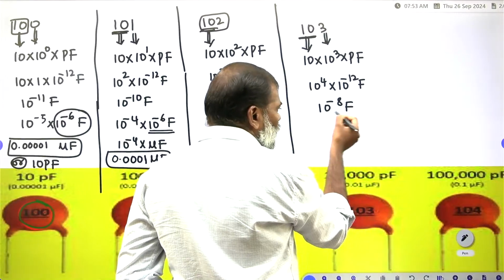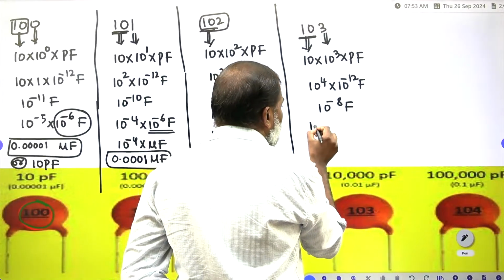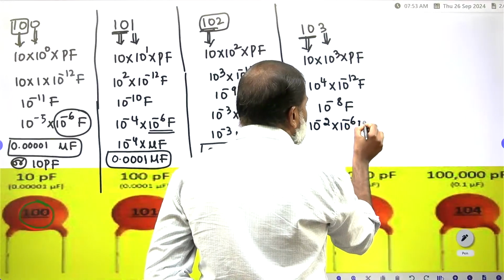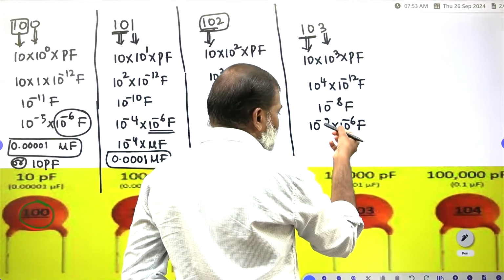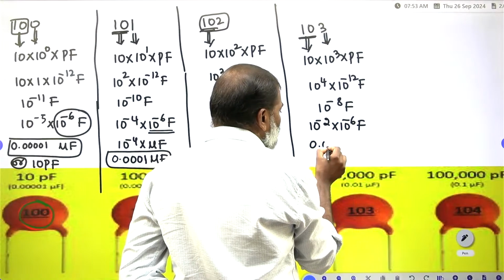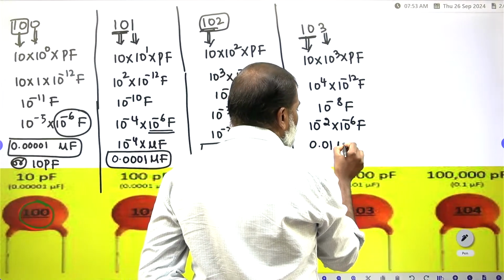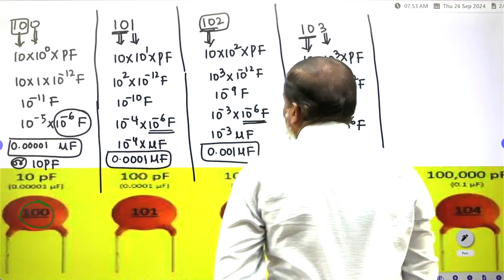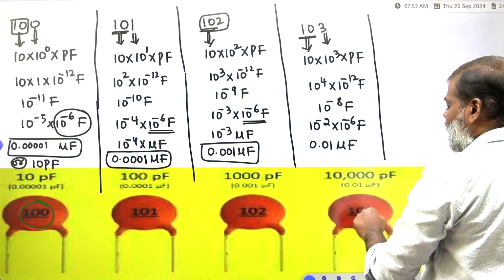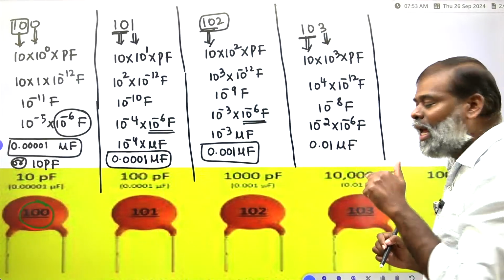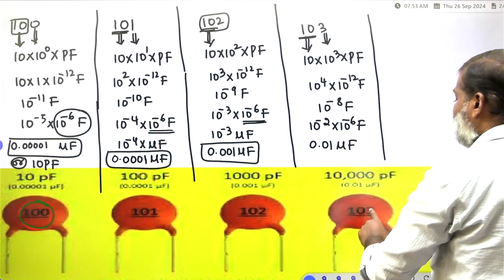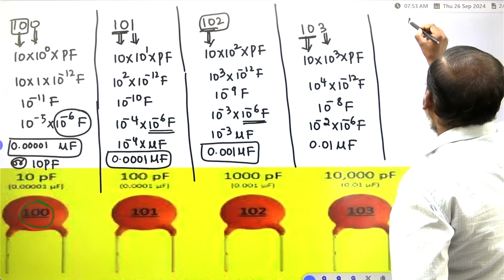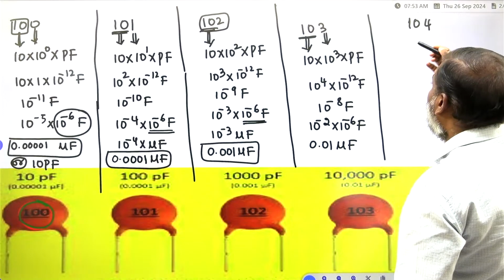Now you arrange the thing. 10 to the power of minus 2 into 10 to the power of minus 6 farads. 10 to the power of minus 2 is equal to 0.01 microfarad. In terms of micro, I am writing. If it is 103 capacitance, if you have to take in your laboratory, you will get how much you are getting? 0.01 microfarad.